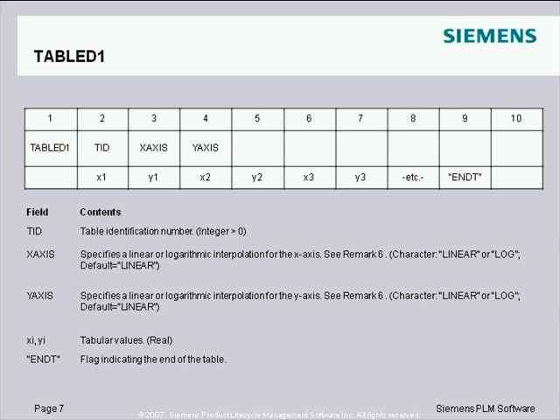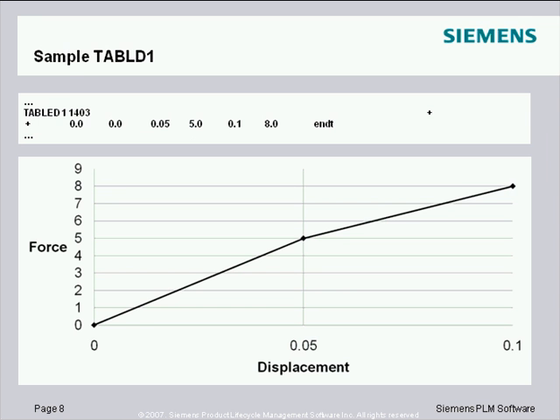So here's the format for the table, table identification number, and then just simply a series of XY data points followed by an entity to tell us at the end of the table. So here's a real simple example of the table, and you can see here in this case it is actually displacement versus force. The documentation says force versus displacement, but you'll give it a displacement value and a force value in the table.